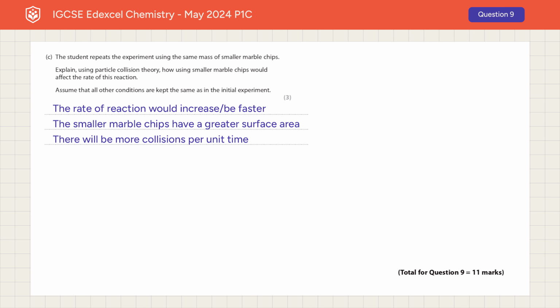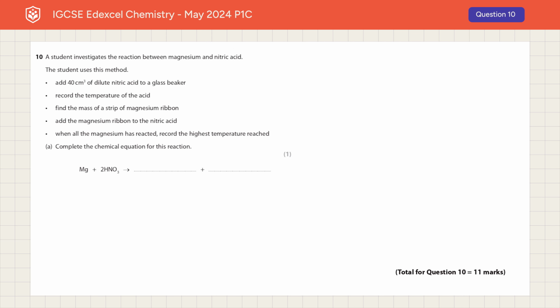And we're on to the final question of the paper. We're going to measure the enthalpy change for a classic reaction, magnesium reacting with dilute nitric acid. This involves careful measurement, a bit of math, and knowing how to get the most accurate results. First, let's complete the equation.